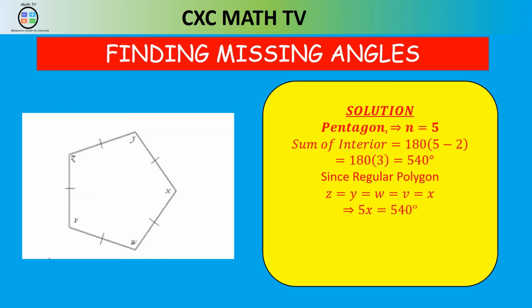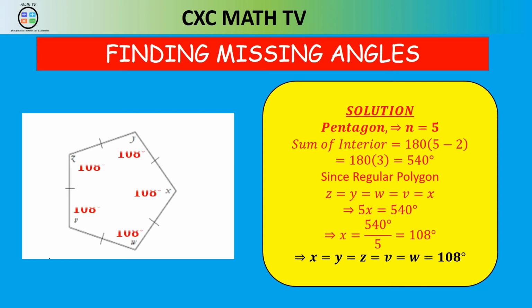So 5x is 540. And we divide 540 by 5. So x is equal to 108 degrees. But remember, x was equal to y, which was equal to z, which was equal to v, which was equal to w. So all of the angles equal 108 degrees. Easy, beautiful, nice.